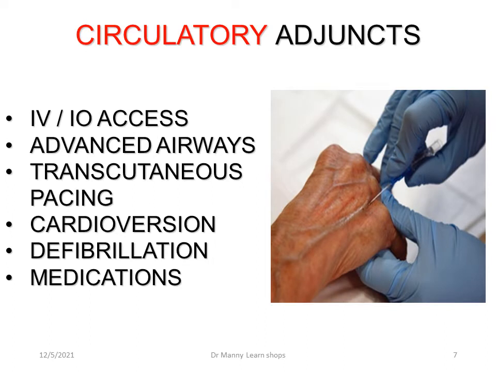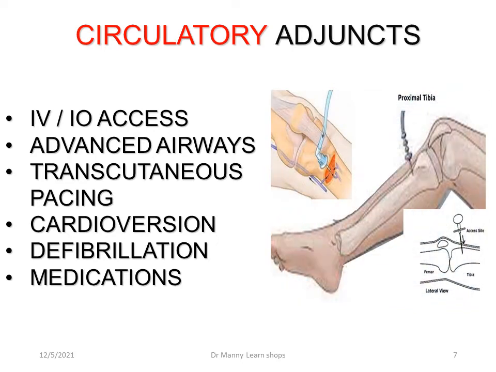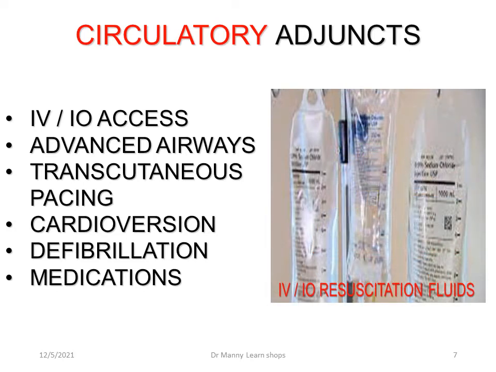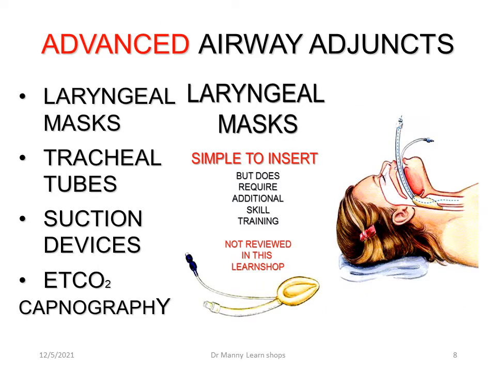Now, circulatory adjuncts can include IV, intravenous, or IO, intraosseous access, advanced airways, transcutaneous pacing, cardioversion, defibrillation, and medications. I'm not going to review transcutaneous pacing or cardioversion, but I'll mention it as we go through. Intraosseous access, emergency medications, resuscitation fluids, all circulatory adjuncts.